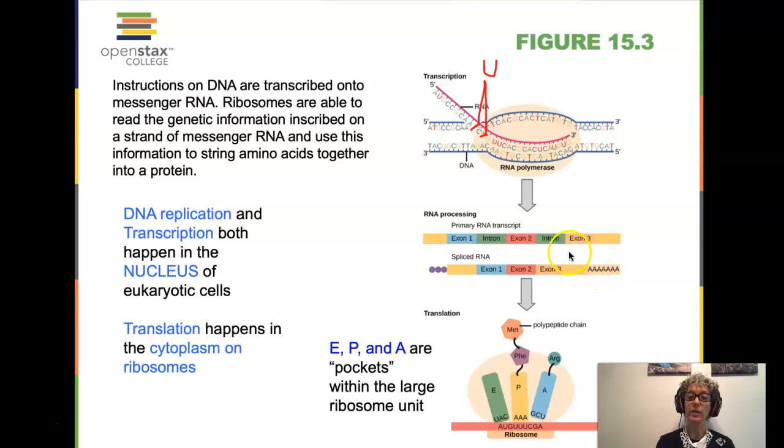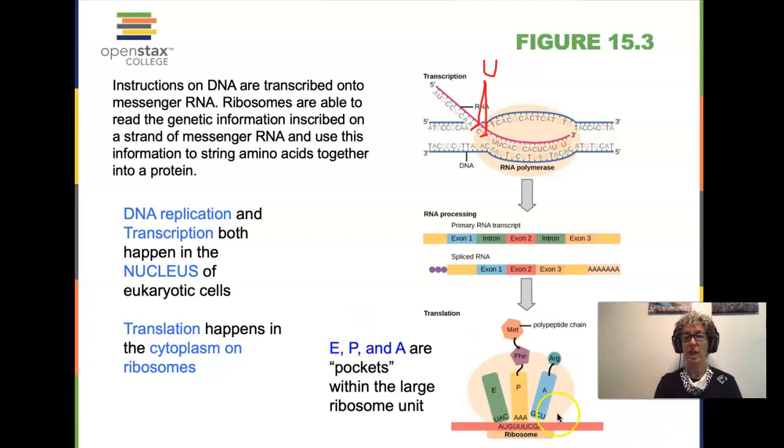These have to exit the nucleus, and the translation is going to happen in the cytoplasm where there are ribosomes, and in eukaryotes can also happen on the rough endoplasmic reticulum. The process happens when the ribosome, which has both a small subunit and a large subunit, sandwich over that messenger RNA. And there are 3 pockets in that large subunit called the E, the P, and the A pockets.